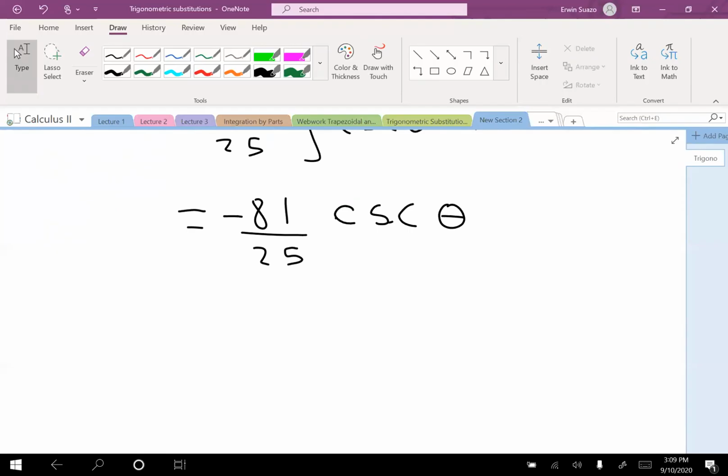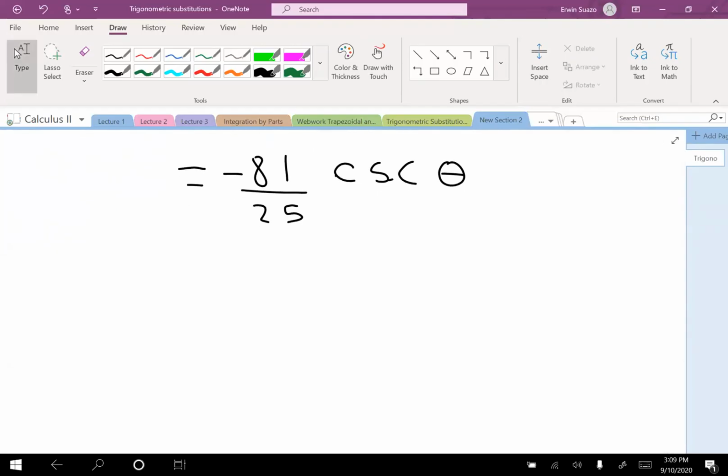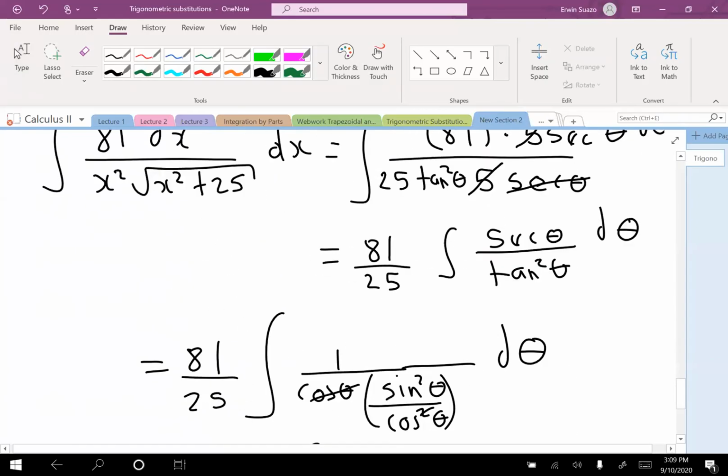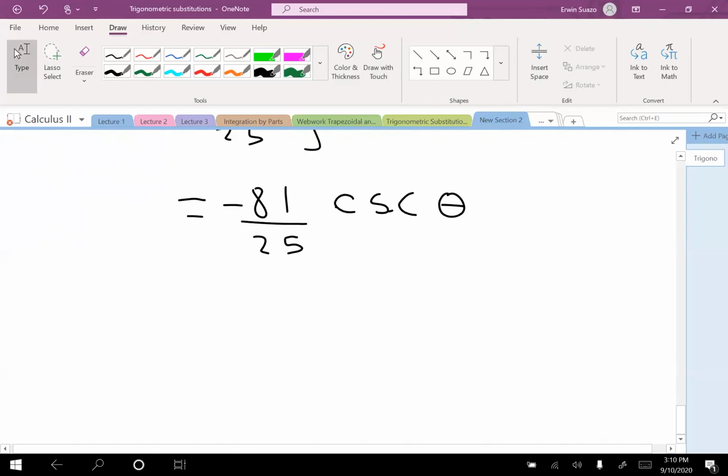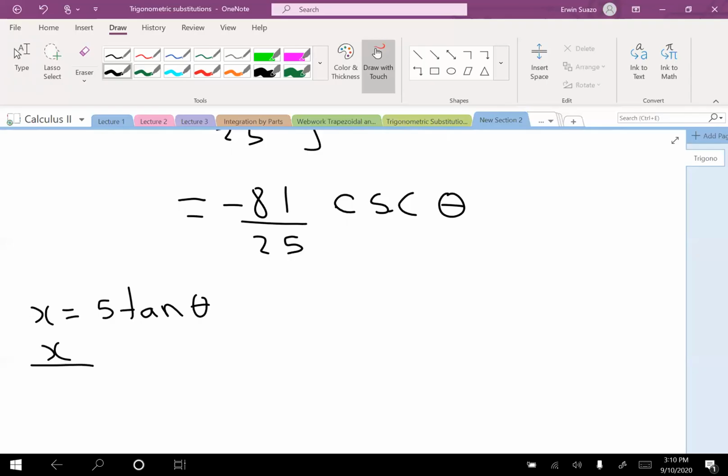Now, it turns out that our problem is in terms of x, so we need an answer in terms of x, not in terms of theta. So we need to do some trigonometry at the end. Our substitution was the following. Here you have to pay attention, please. You do x equals 5 tangent of theta, right? Therefore, x over 5 is tangent of theta.